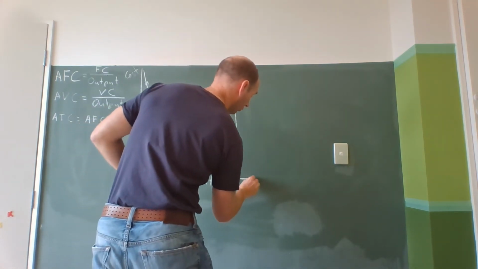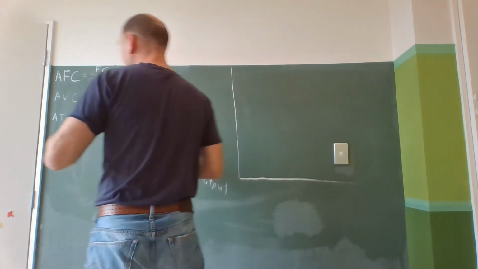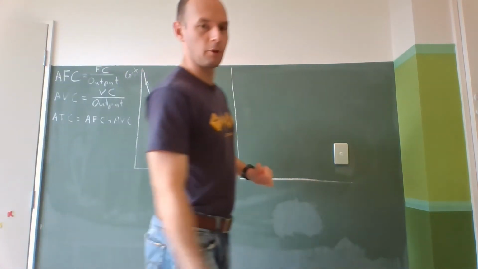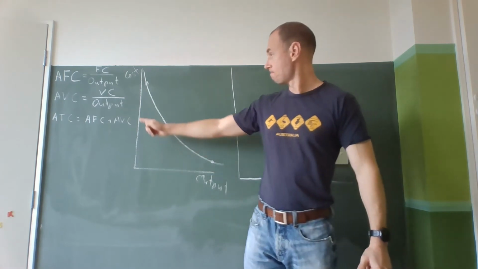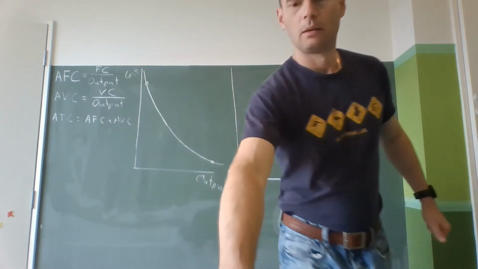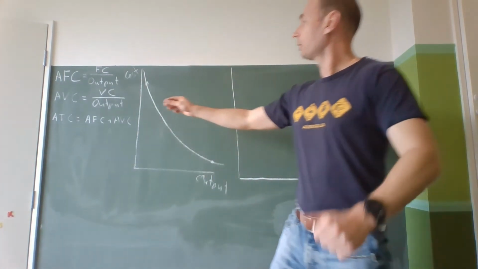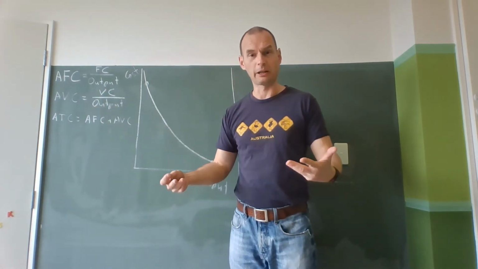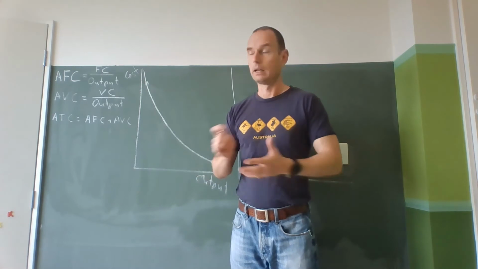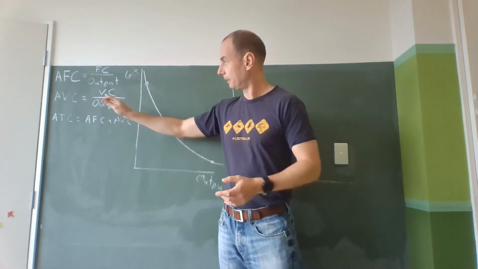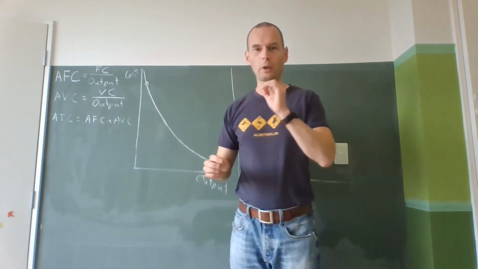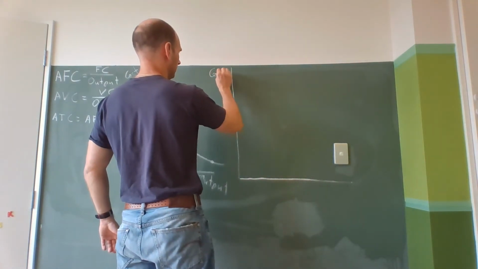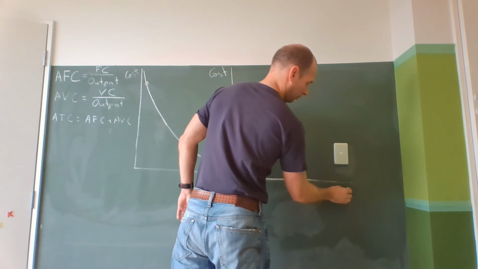Now, average variable cost, that is a little bit tricky. Because if you look at this formula, we have variable cost in the numerator, which increases, and we have output in the denominator, which also increases. So the relationship, the graph for the average variable cost will be a little bit more challenging. So again, cost, output.